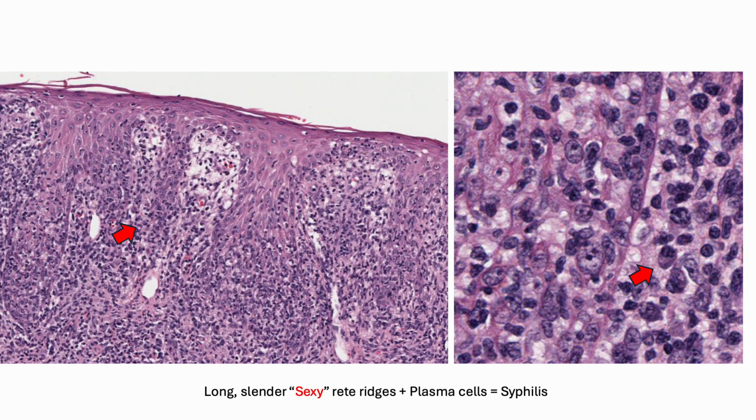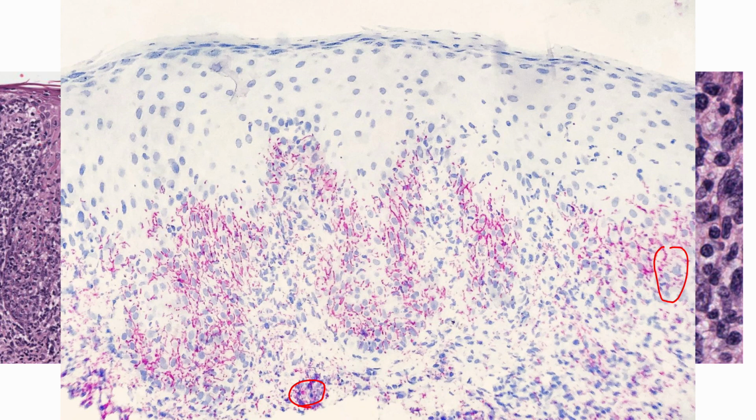And here you can see those slender, elongated rete ridges. People remember this as sexy rete ridges, plus some plasma cells here, which is syphilis. Not equal to syphilis, but gives you a hint. You need to do some immunostain to rule out syphilis. And this is the Treponema pallidum immunostain, which can highlight the organisms, usually at the rete ridges.